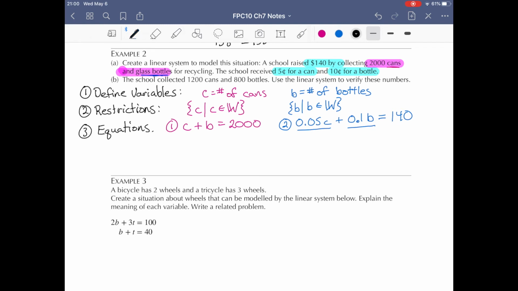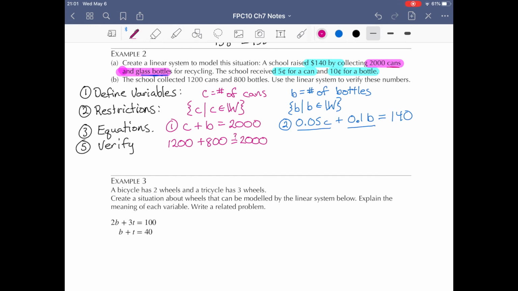Okay. Now, in part B, the school collected 1,200 cans and 800 bottles. Use the linear system to verify these numbers. So this is step 5, verify, right? We're not doing step 4 yet. The next 3 sections are all different ways to do step 4, to solve the system. But let's verify. 1,200 cans. So let's check this. 1,200 cans plus 800 bottles. Does that equal 2,000?